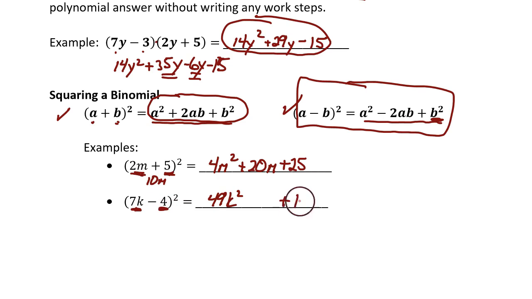That makes positive 16. In the middle, the negative 2 times a times b means to take twice the product of these two numbers. 7k times negative 4 is negative 28k. Twice that is negative 56k.